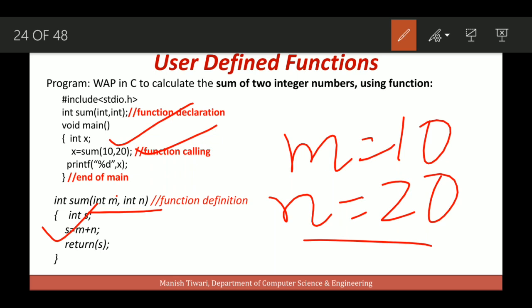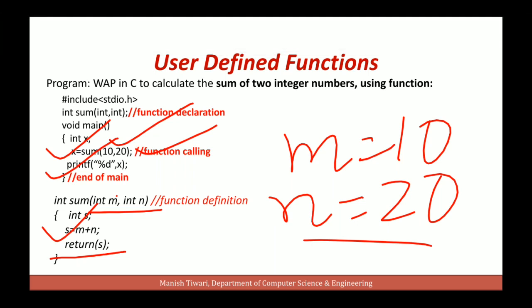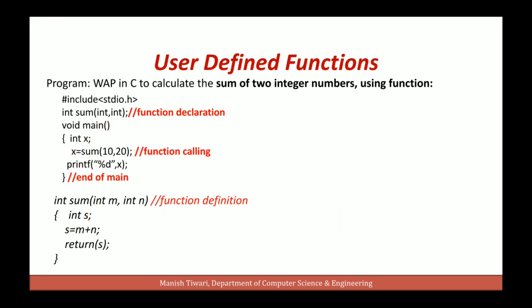And when we use this instruction return s, that means the value of s will be returned back to the calling function, and x will receive this value. So x will now be equal to m plus n, that is 30. So when we print the value of x, 30 will be printed. So in this way we can make our entire program. This is our complete program.